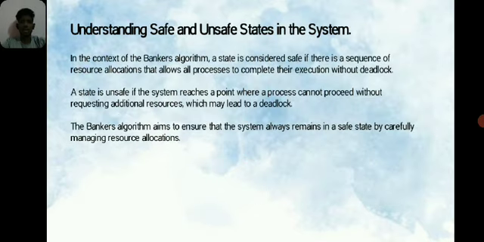Now let us come to understanding safe and unsafe states in the system. In the context of Banker's algorithm, a state is considered safe if there is a sequence of resource allocations that allows all processes to complete their execution without deadlock. A state is unsafe if the system reaches a point where a process cannot proceed without requesting additional resources, which may lead to a deadlock. The Banker's algorithm aims to ensure that the system always remains in a safe state by carefully managing resource allocations.